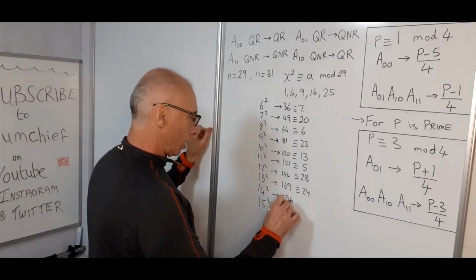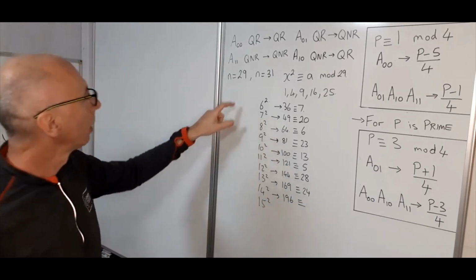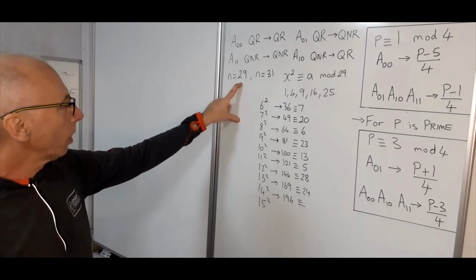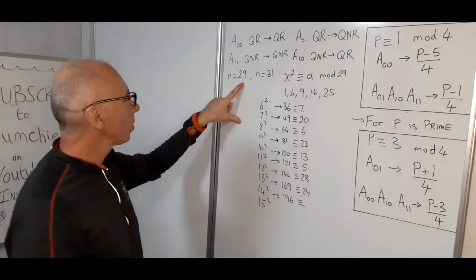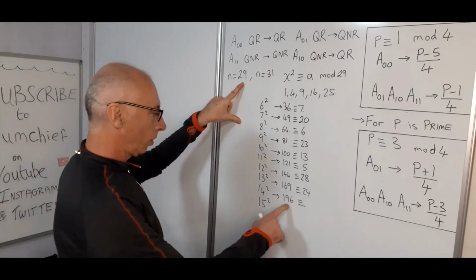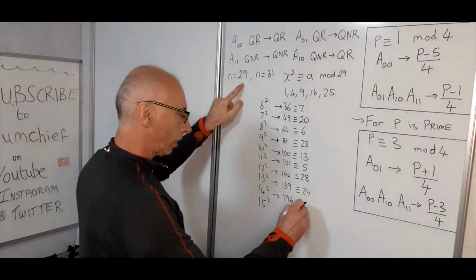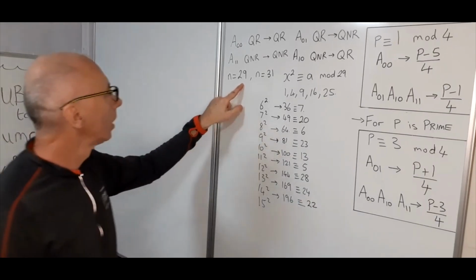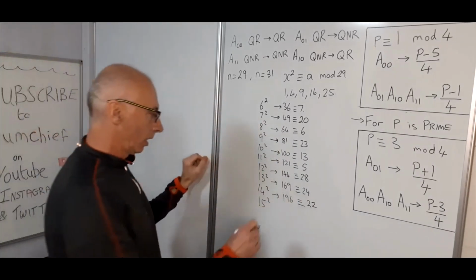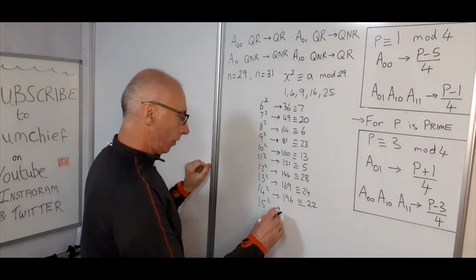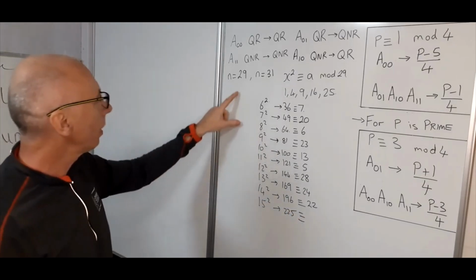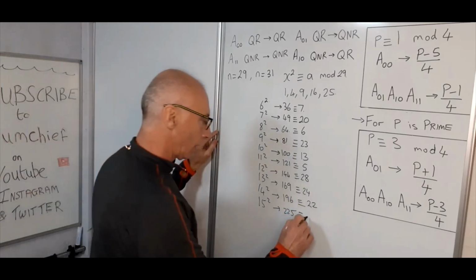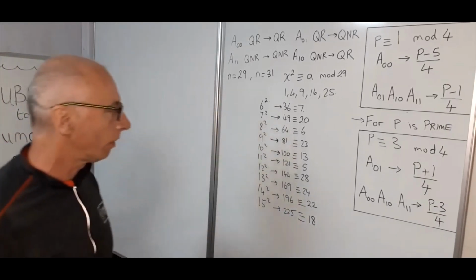14 squared, 196. So what can we use here? 5 29s are 145, so we need to go one more. 6 29s, 174. So that's going to give us 22 left over. Okay. 15 squared, 225. 7 29s are 207. So that gives us 18 left over.